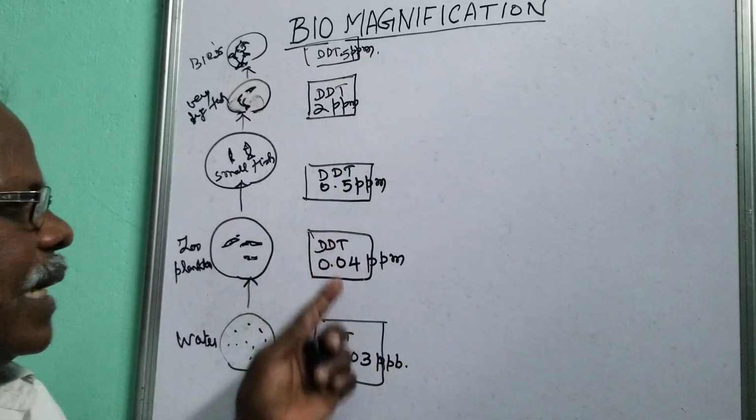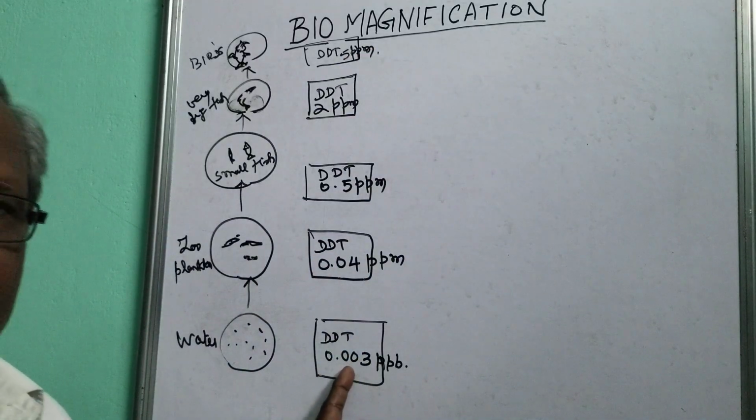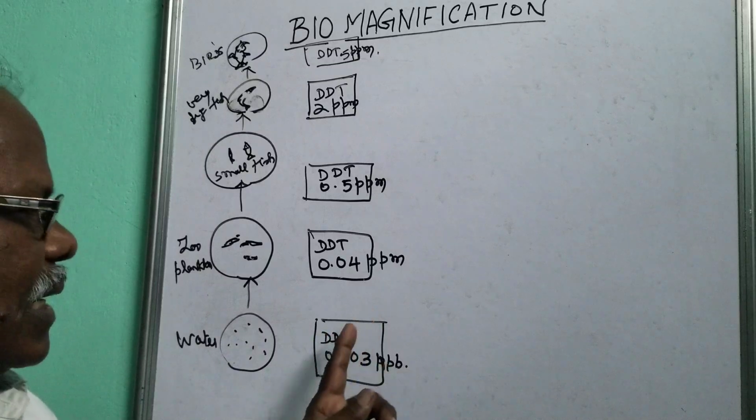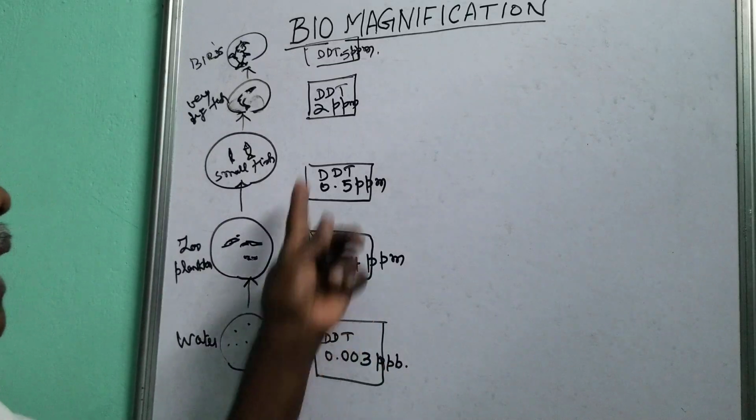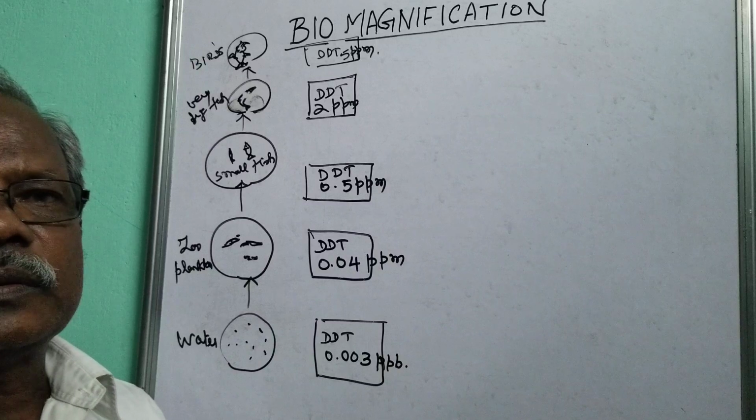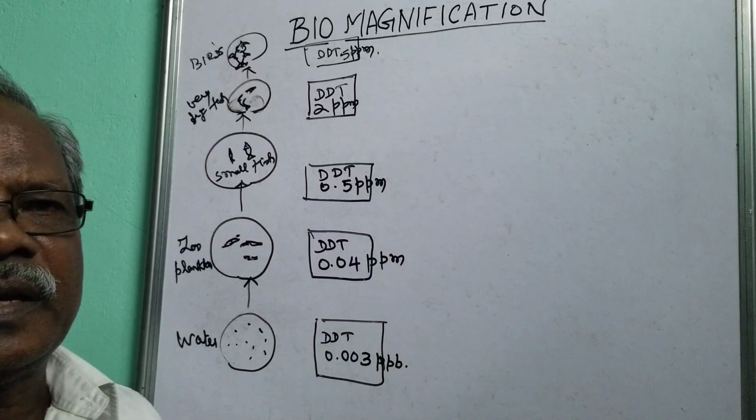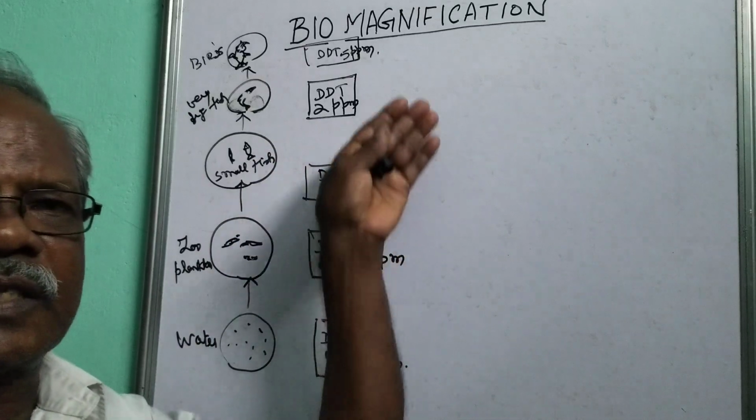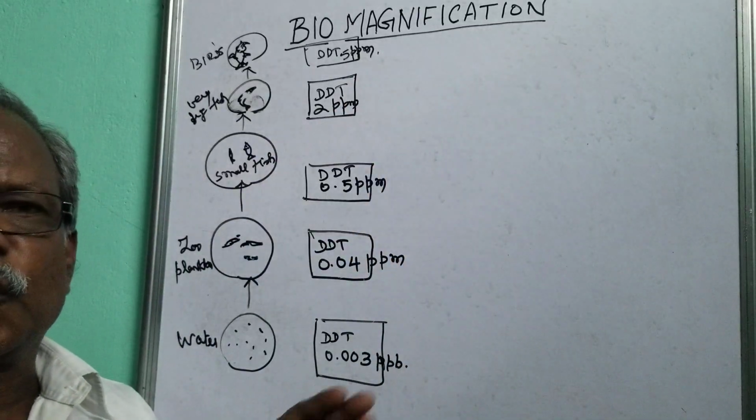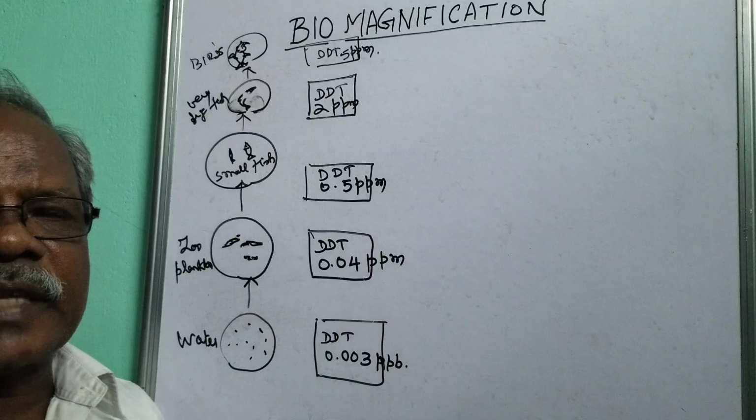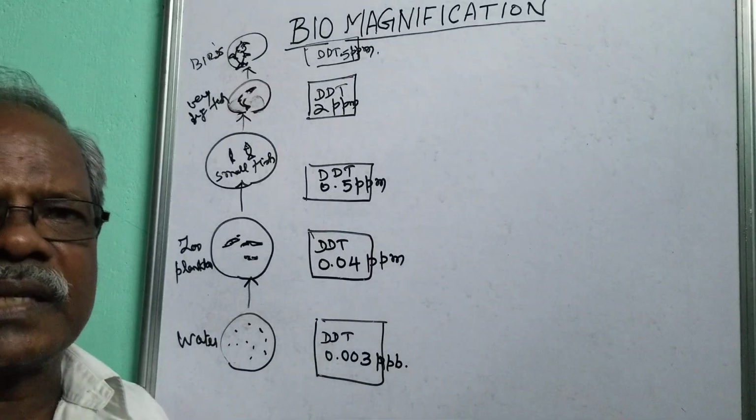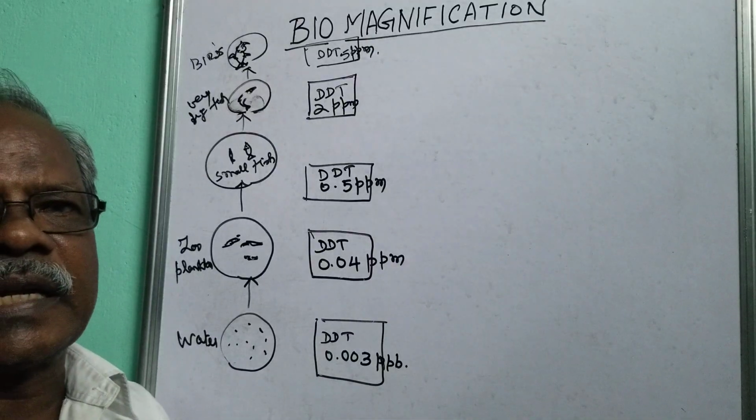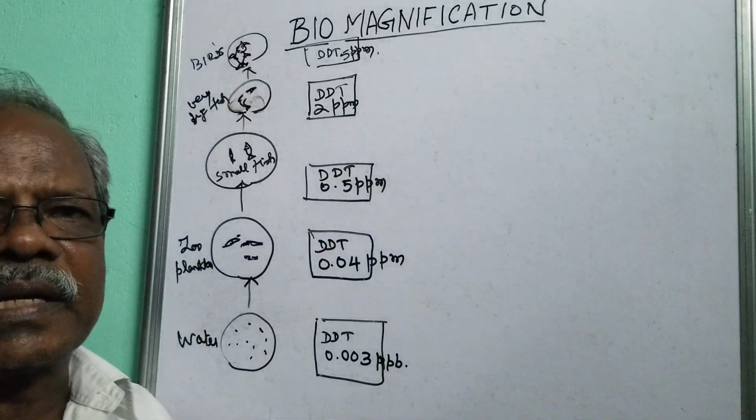So DDT gets accumulated from a lower level to a higher level, due to accumulation in the body, from one trophic level to another, at successive ecosystem levels. Why does this happen? Because it is not metabolized or excreted. That's why it gets accumulated.